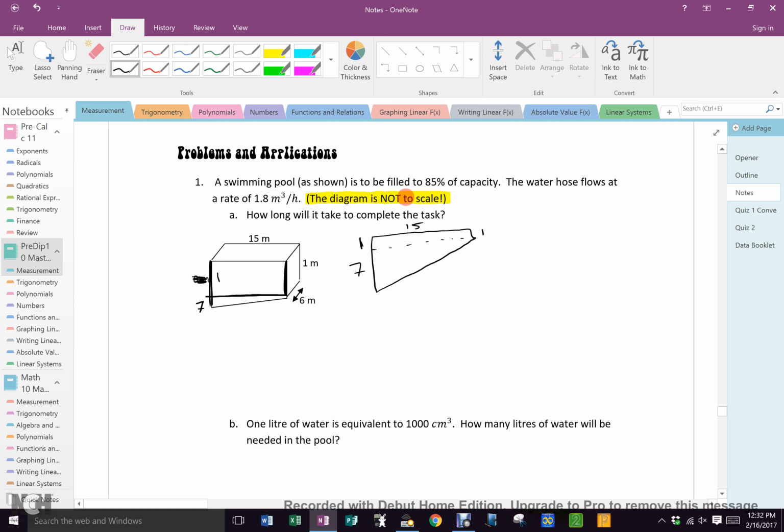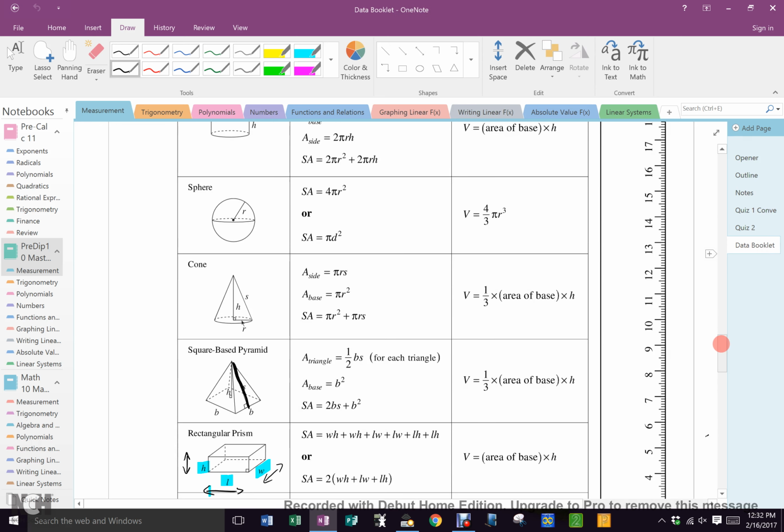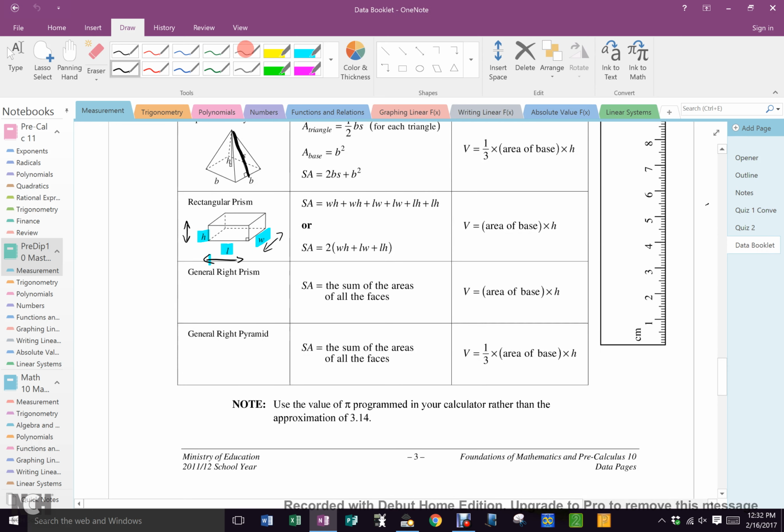Now, we want to fill the pool. Is that surface area or volume? Volume. Excellent. So this is a prism, isn't it? It's not a prism that we have a formula for, because it's not a rectangular prism or a triangular prism or anything like that, is it? But we do know from our data booklets that for every prism the volume is area of the base times the height, yes?